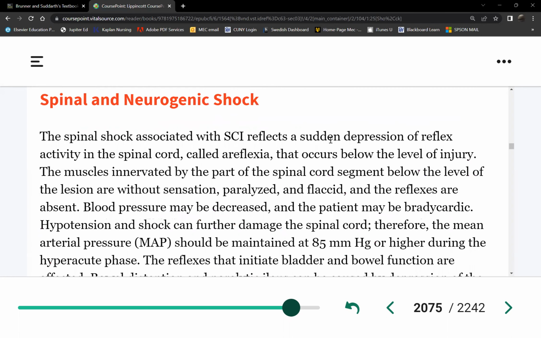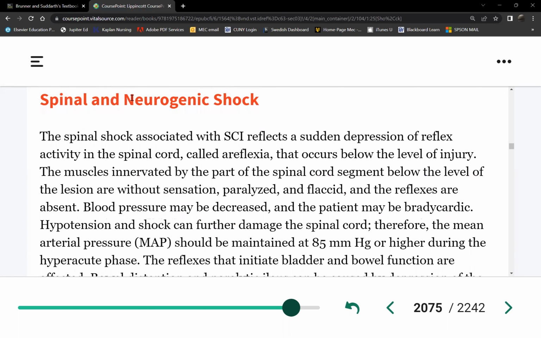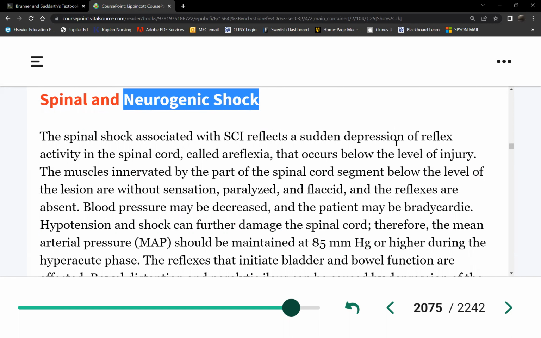Okay, there are 2 sets of complications: spinal and neurogenic shock. The true shock here is the neurogenic shock. We already discussed this last week. How do you recognize neurogenic shock? And we had a little trivia for this one. This is the only shock that has what? Bradycardia. Very good.